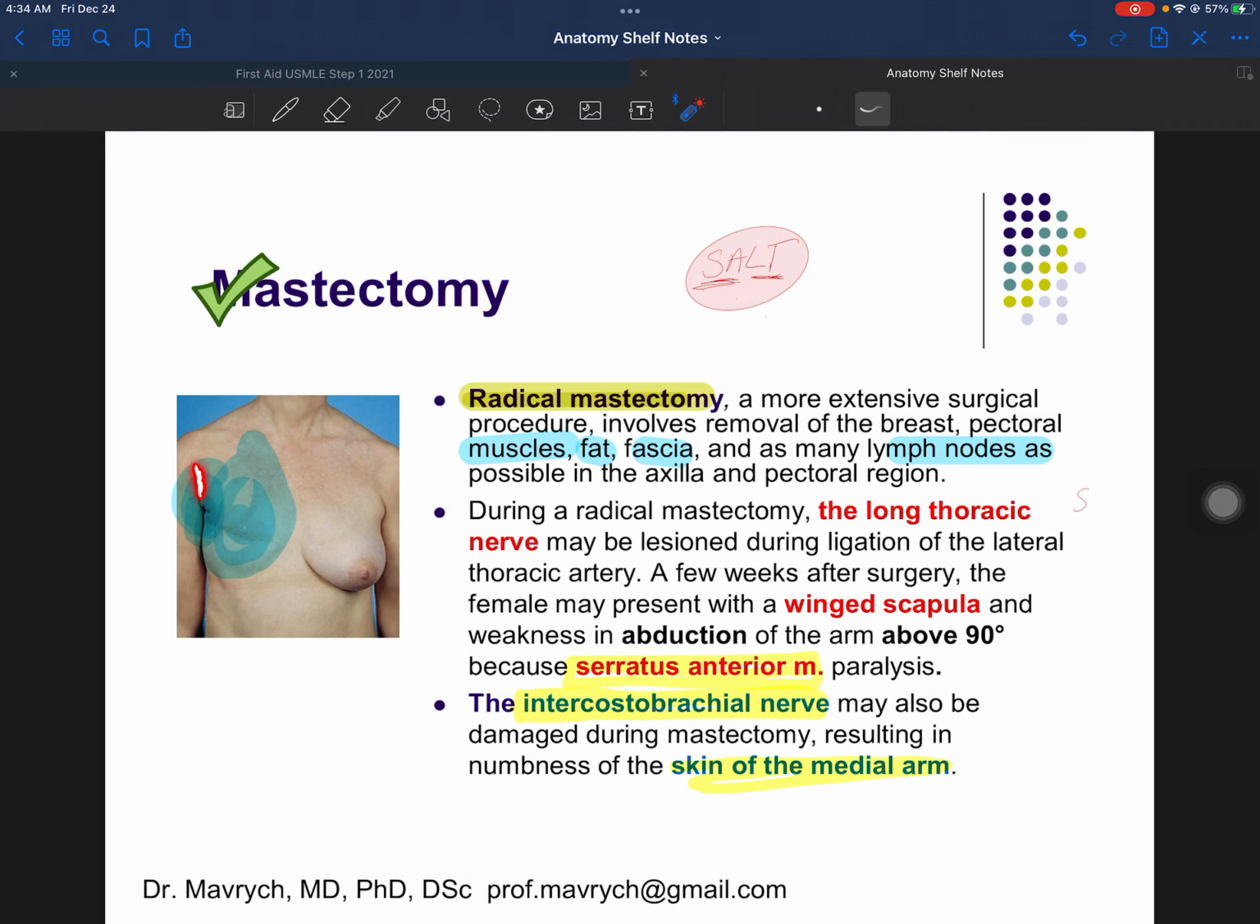The serratus anterior is going to raise your arm above the 90 degrees. So this is the serratus anterior muscle, and its paralysis causes this.